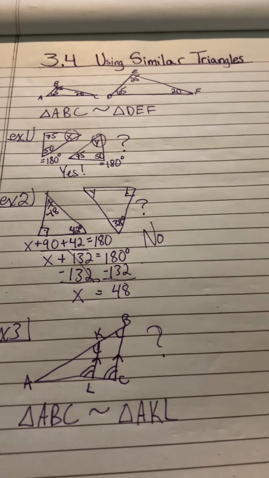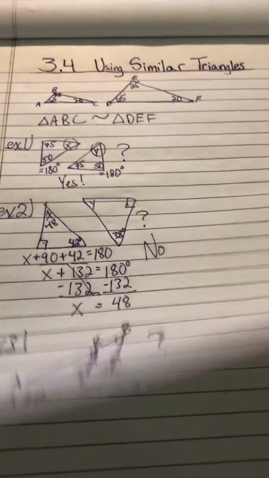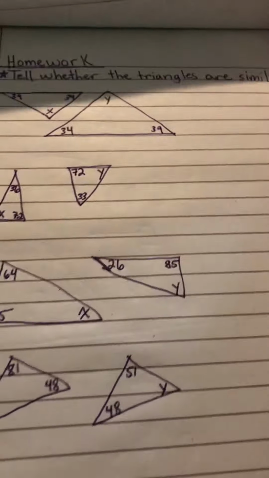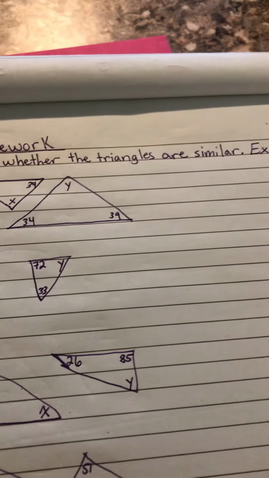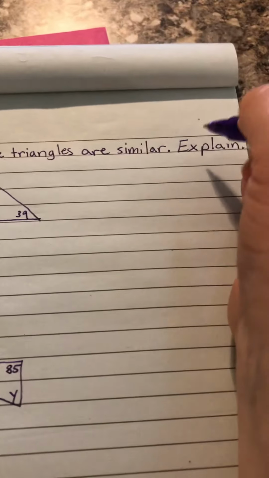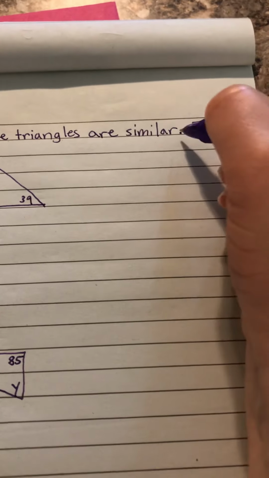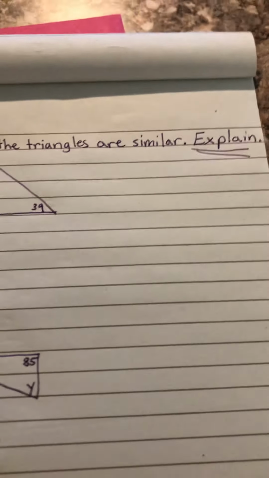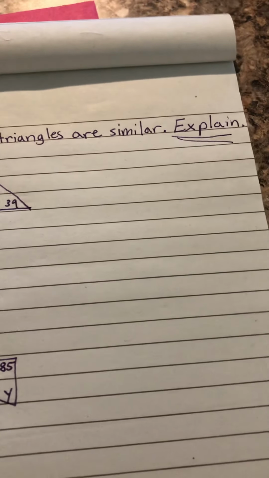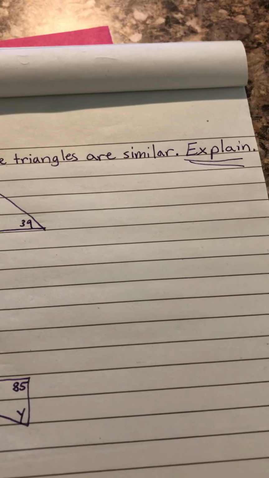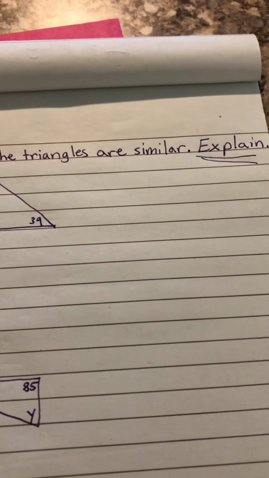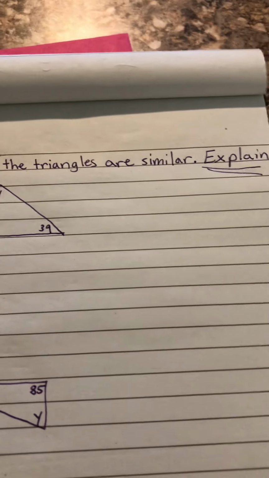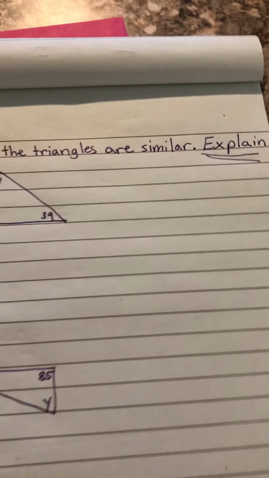Now I have 4 homework problems for you. Okay, so your homework today, tell whether the triangles are similar, and here's the biggie. Not only do you have to tell me if they're similar, but you have to explain. If you say, yes, Mrs. Dean, they are similar, then you better be telling me that their angles are equal or congruent. If they are not the same, then you need to tell me which angles aren't the same.